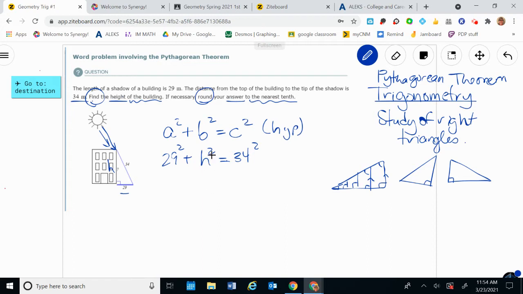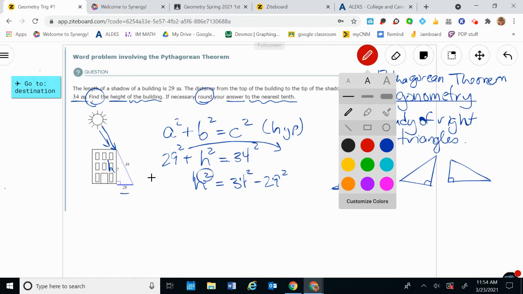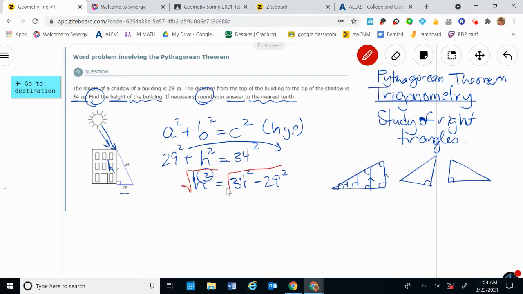I want to show you a more advanced way to do your math. Don't plug in 29 squared into your calculator and 34 squared if you don't have to. If you have to, that's fine. If you don't understand it without doing it, that's okay. I would recommend you just subtract 29 squared, move it to the other side, okay? And you're going to get h squared equals 34 squared minus 29 squared. But we don't want h squared, remember? We want h. So we take the square root of both sides. Okay? And then these two cancel each other out. And you get rid of it. Don't bring it down. You got rid of it.